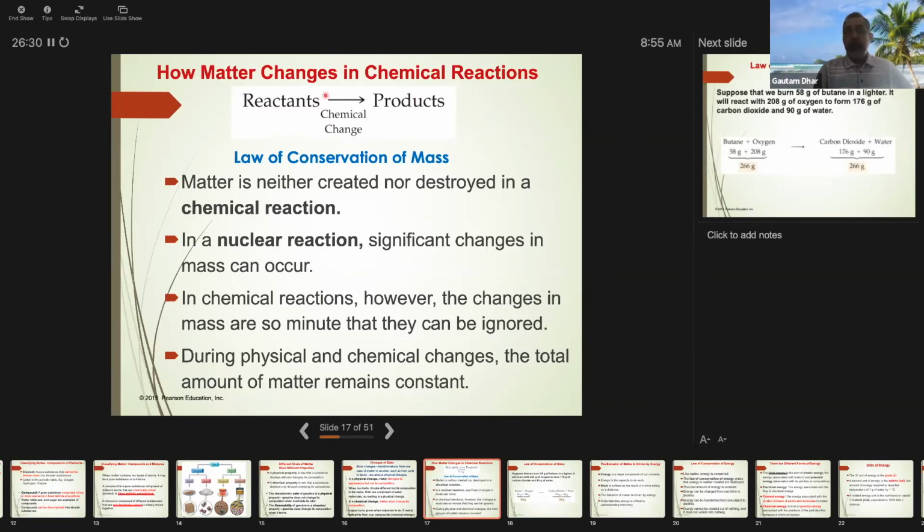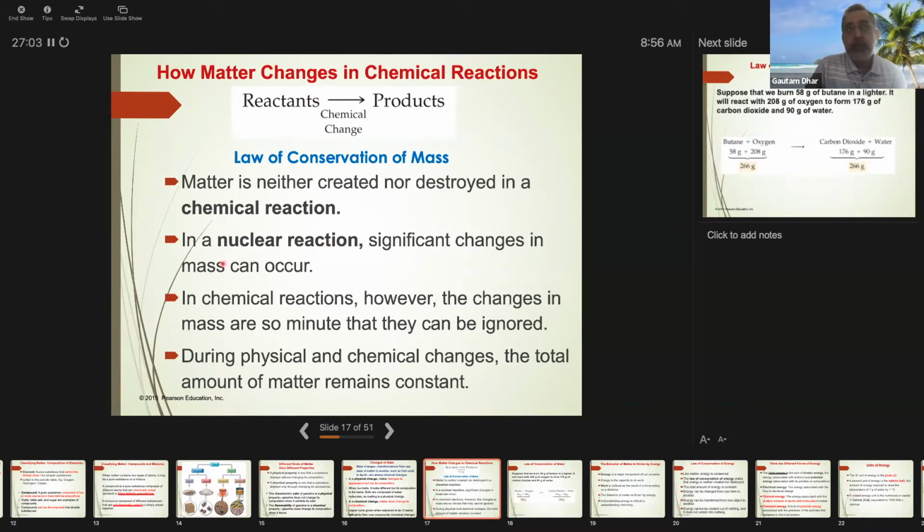Now the basic thing about this is that the reactants are reacting to give me product. If you look at the amount of reactant, the law of conservation of mass says that matter cannot be destroyed. So if I take a certain amount of reactant of certain mass, I'll get the same amount of product. So matter is neither created nor destroyed in a chemical reaction. That's the law of conservation of mass.